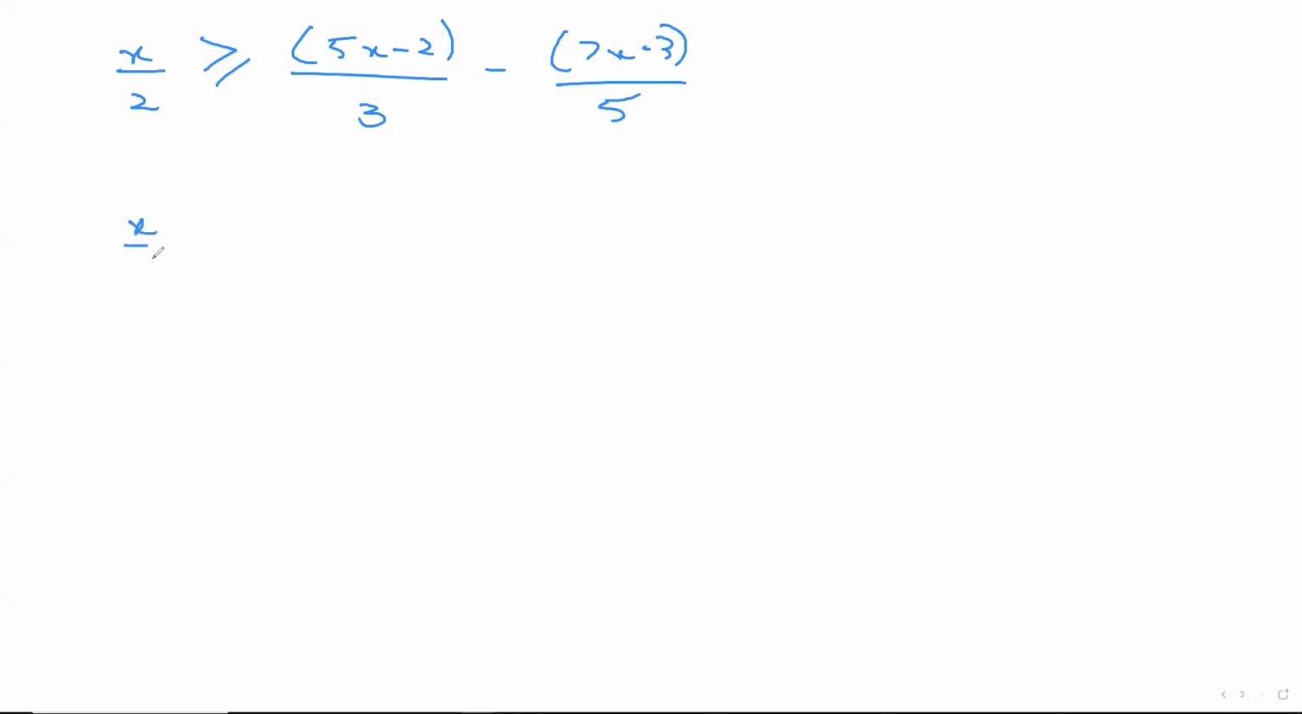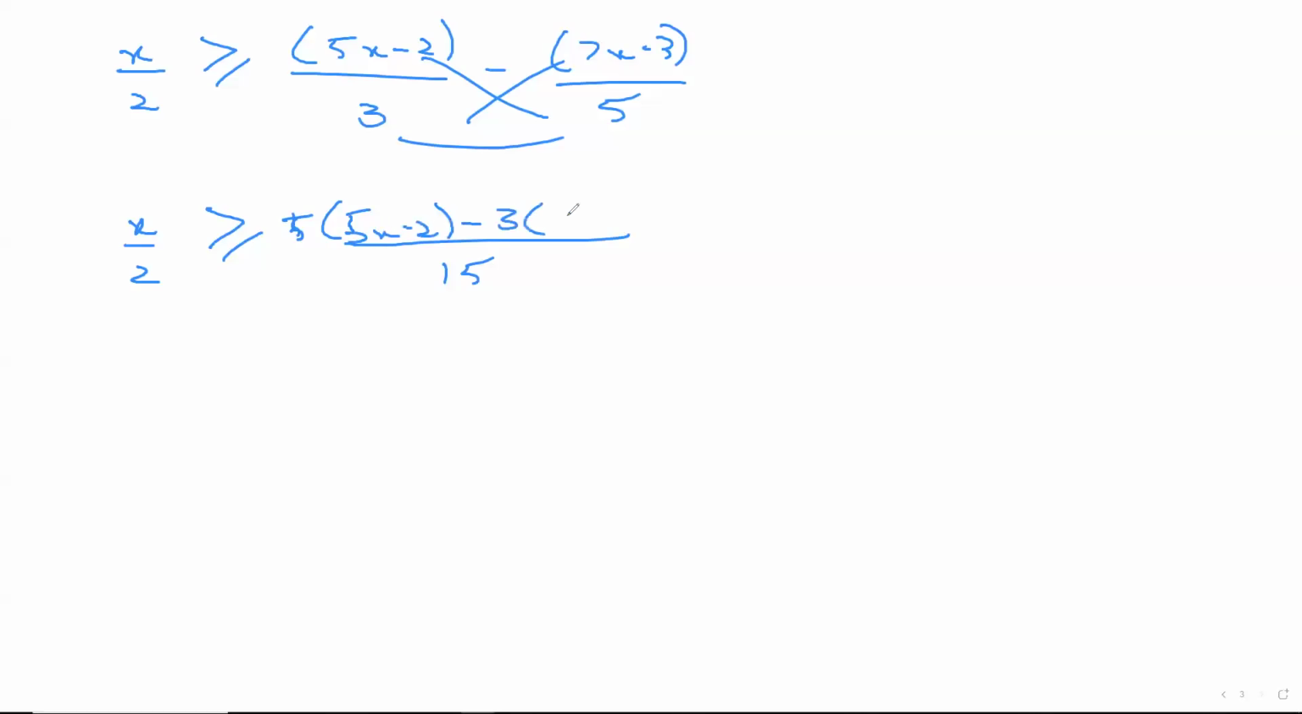Now left hand side, keep it as it is. Symbol as it is. Right hand side, immediately take LCM. 5 times 3 is 15. Crisscross. 5 into the first bracket, 5x minus 2, minus 3 into second bracket, 7x minus 3. Keep the x by 2 there itself. 5 into 5x gives me 25x minus 10 minus 21x plus 9, whole thing divided by 15.